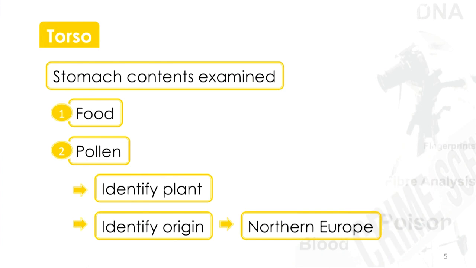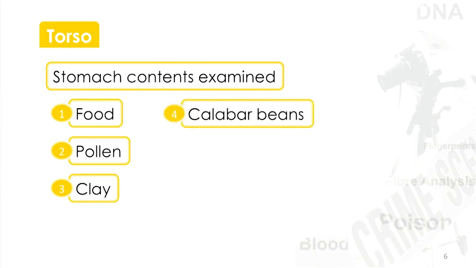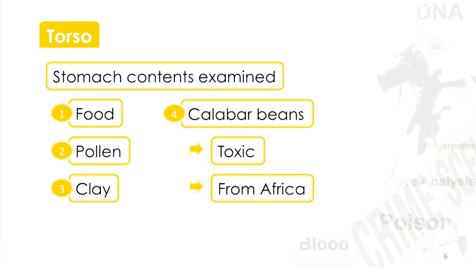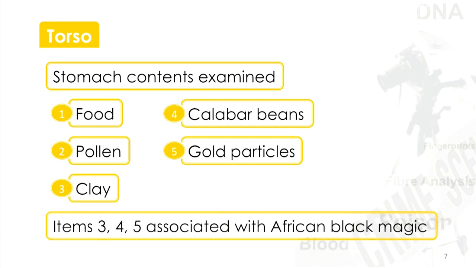And then there were some very strange things in his stomach. There was clay. There were calabar beans. Now, calabar beans are toxic, and they are not native to Europe. They come from Africa. And there were also gold particles in the stomach. Now, the presence of these last three items is very significant indeed. These items are connected with African black magic.